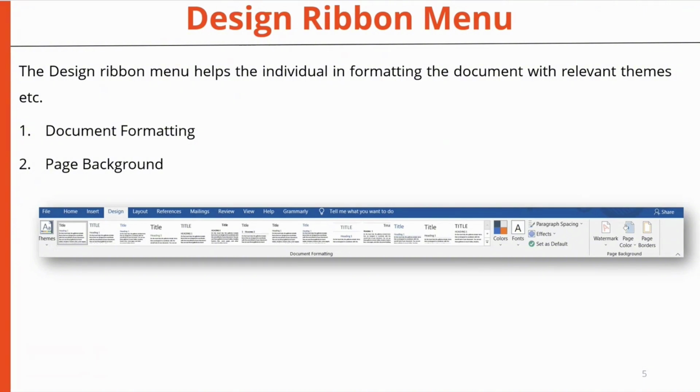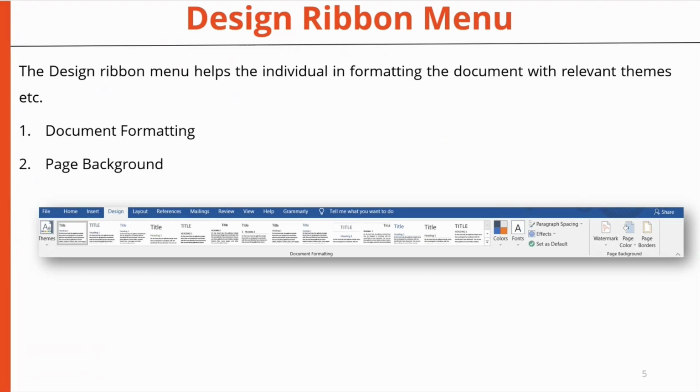The design ribbon menu helps you in putting themes in your document, in adding different document formatting styles, adding different colors depending on the color set that you have to use, paragraph spacing, effects, and fonts. It also helps you in adding a watermark into your document, or a page color or a page border. So let's see how to use the design ribbon menu.